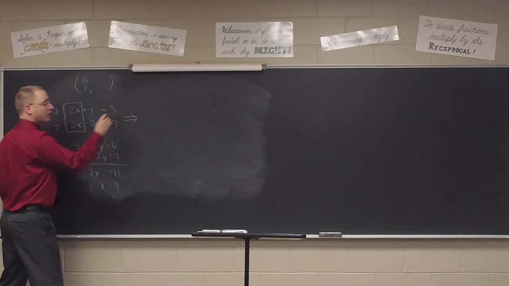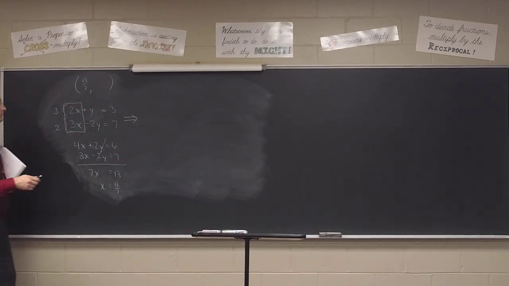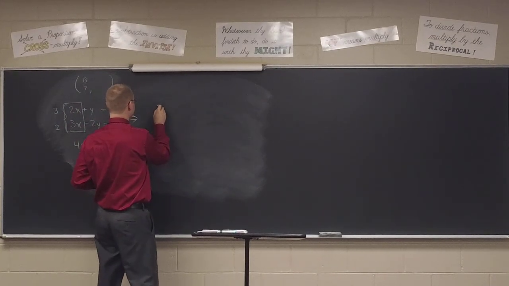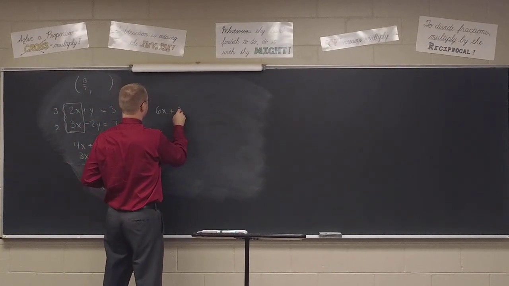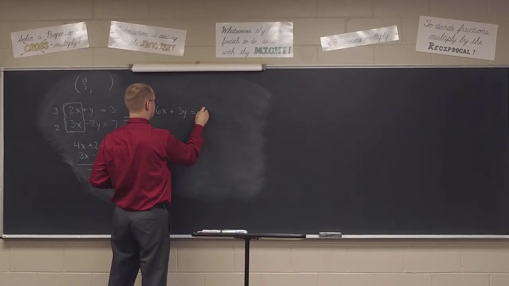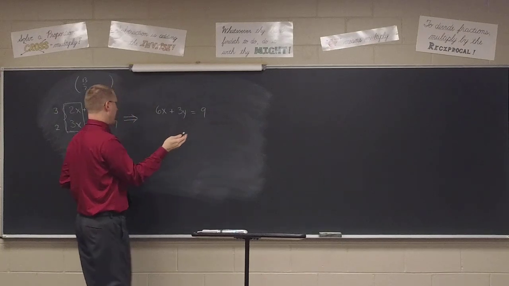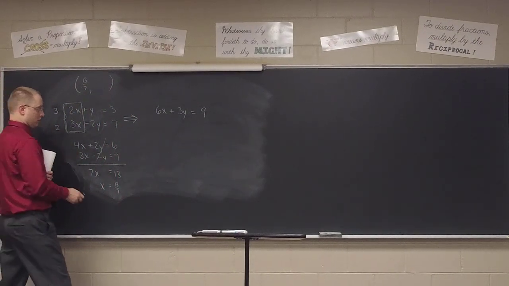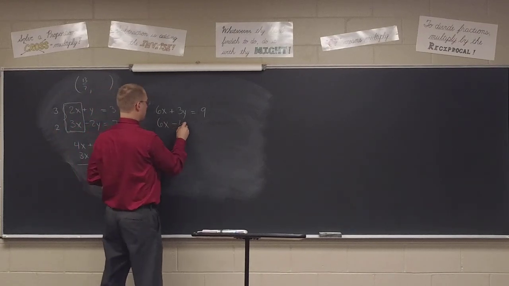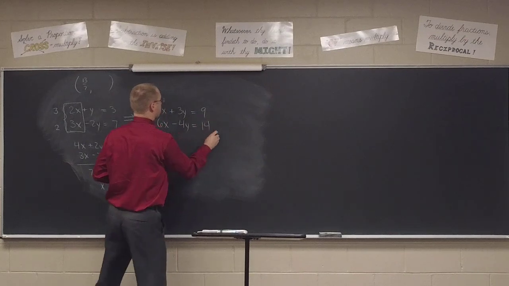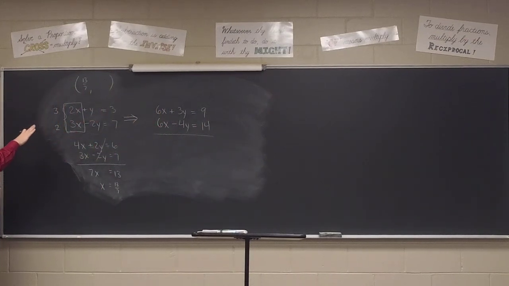All right, did you do that? All right, what was your top equation? Negative 3 was 6x. Positive 3y. Well, 9 for now, right? And then the bottom equation? 6x. Negative 4y. Negative 14. Equals 14. There we go. So that's what we should have had after we multiplied.